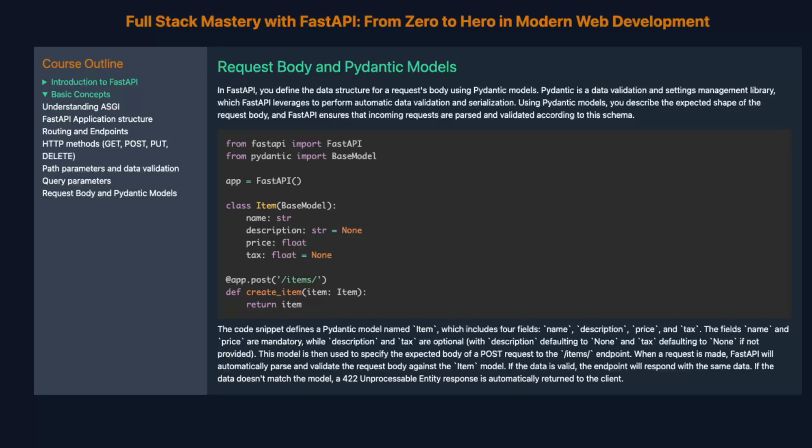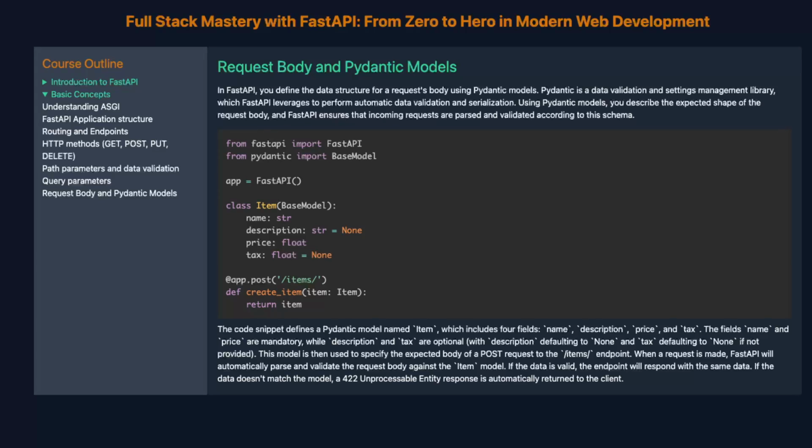Request body and Pydantic models. In FastAPI, you define the data structure for a request's body using Pydantic models. Pydantic is a data validation and settings management library, which FastAPI leverages to perform automatic data validation and serialization. Using Pydantic models, you describe the expected shape of the request body, and FastAPI ensures that incoming requests are parsed and validated according to this schema.